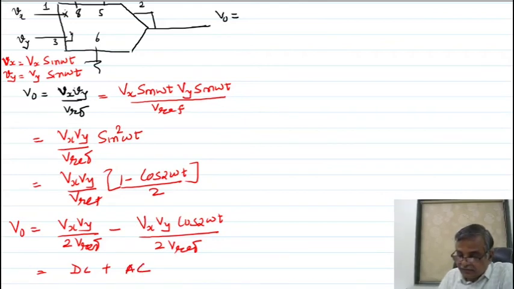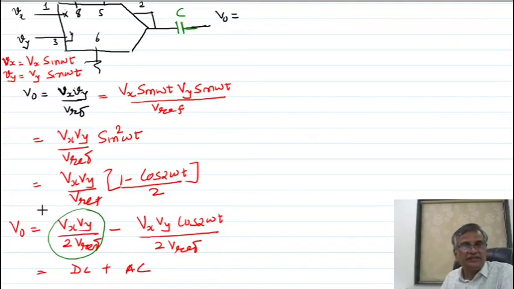Now, if I connect here the capacitor, then this capacitor blocks the DC term. This capacitor is of the order of 1 microfarad. You are connecting it in series with the output. So your DC term will be blocked and you will get only your AC signal, only your AC signal having a frequency 2 omega.